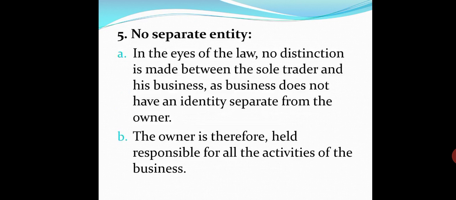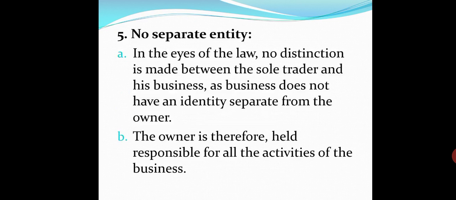Fifth important feature is no separate entity. No separate entity in the sense that owner and his business both are one and the same. In the eyes of the law, no distinction is made between the sole trader and his business, as the business does not have an identity separate from the owner. Means if any loss occurs in the business, that entire loss is incurred by the owner.